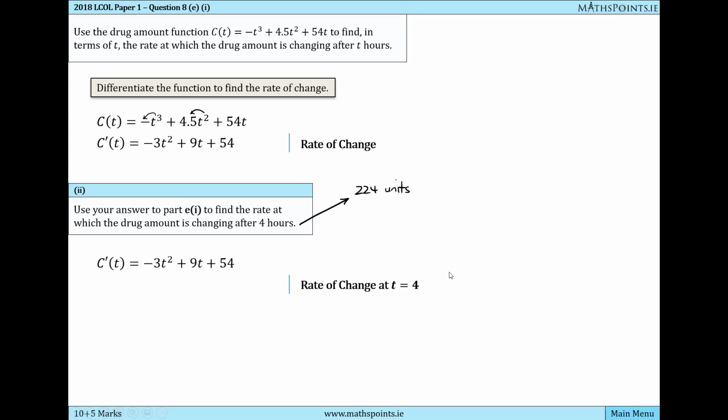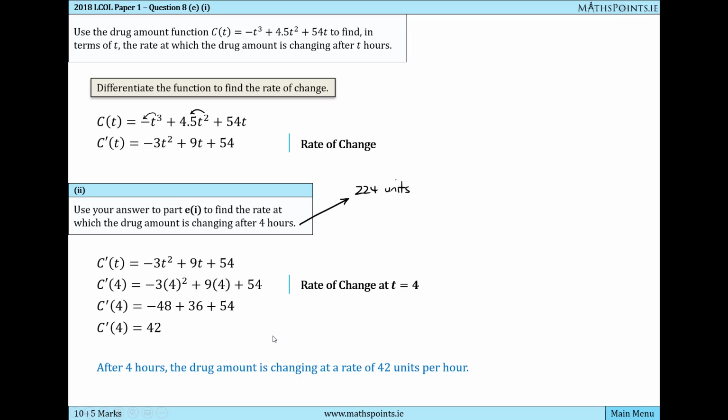So subbing 4 into this, we get that the rate of change after 4 hours is 42. And what does that mean? So what we found there is that after 4 hours, the drug amount is changing at a rate of 42 units per hour. So there was 224 units of the drug in your system, but at that particular moment in time, it was increasing by an extra 42 for every hour that went on.